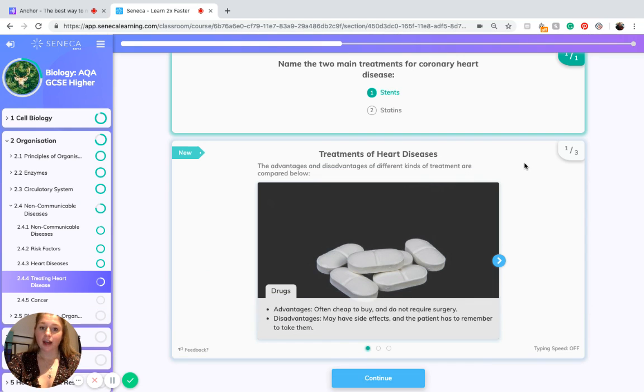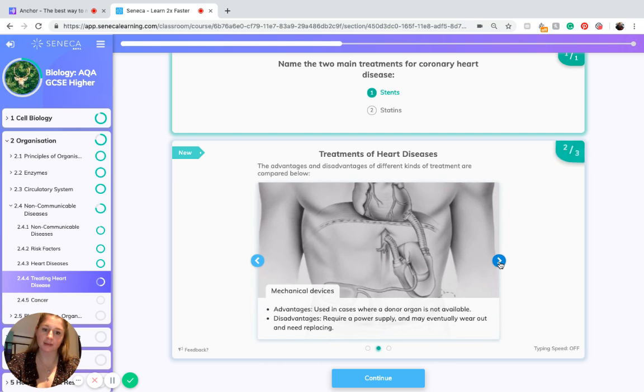So there are different types of treatments for heart diseases, and they have advantages and disadvantages. So drugs, such as the statins I just mentioned, the advantages are that they're often cheap to buy and they don't require surgery. However, they may have side effects, and the patient has to remember to take them.